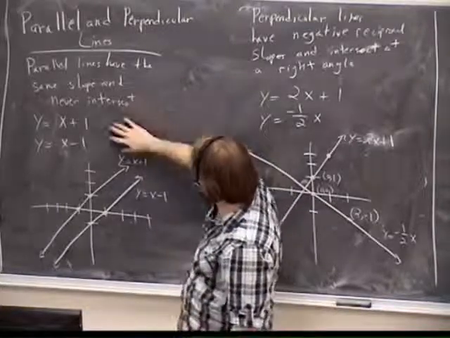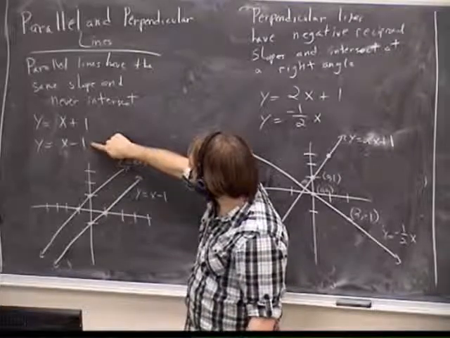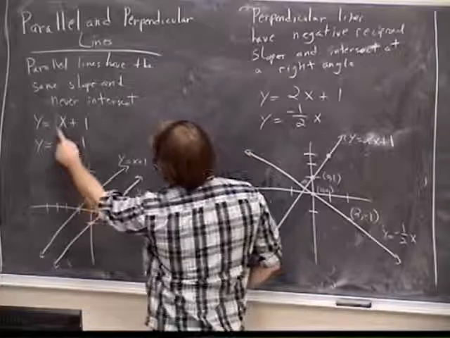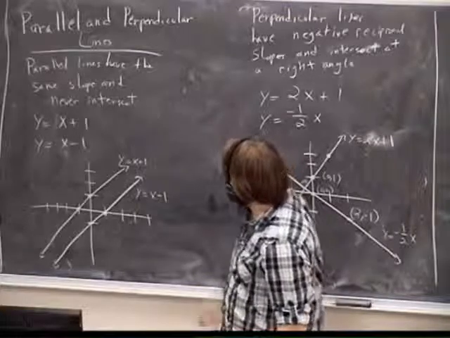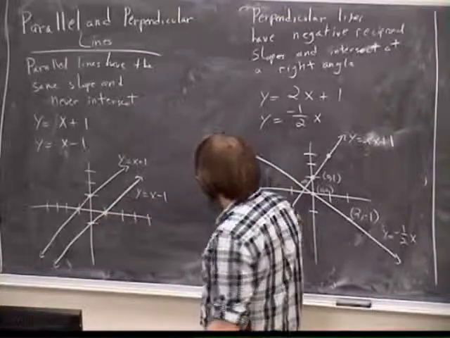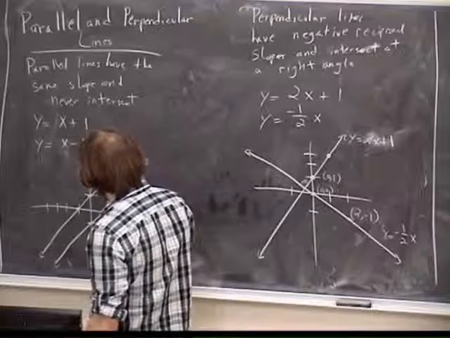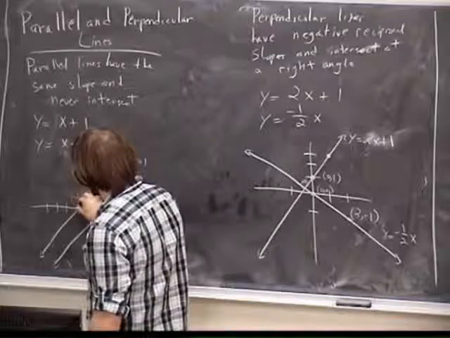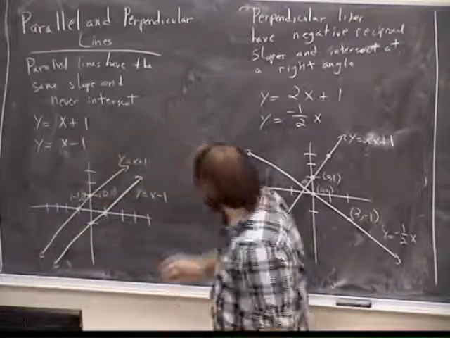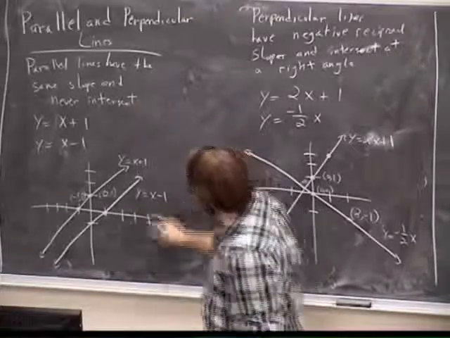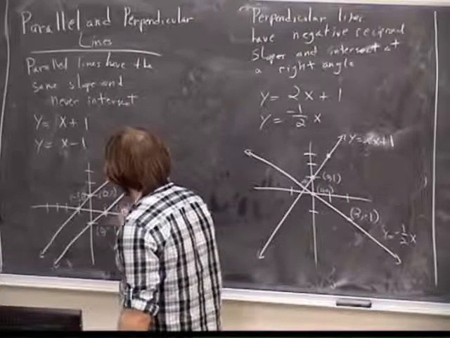So here's an example of parallel lines, y equals x plus 1 and y equals x minus 1. We see that these both have slope 1, so we know they must be parallel. And when you graph them, here I've graphed y equals x plus 1. Here's the point 0, 1. Here's negative 1, 0. And here's the graph of y equals x minus 1. 0, minus 1, and 1, 0.